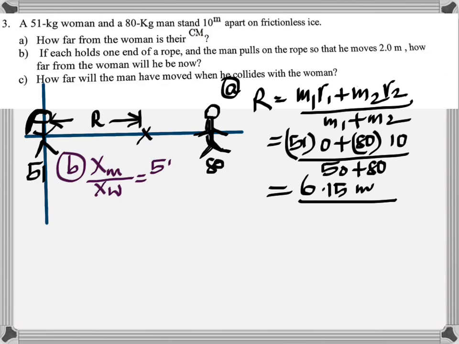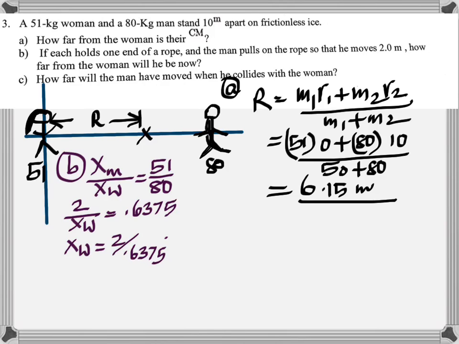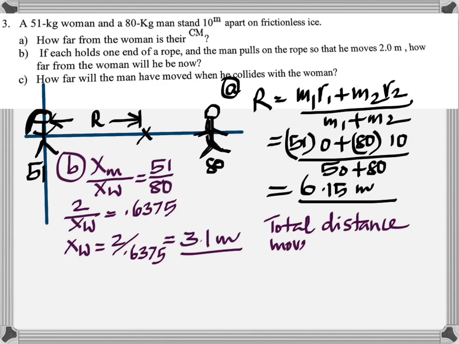Now B, the ratio of the distances that they move will be in the inverse ratio of their masses. So the woman would move 3.1 when the man moves 2, so both of them together move 5.1. So what's the distance between them now? 10 minus 5.1.